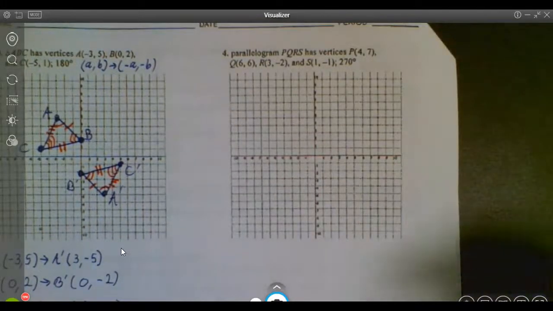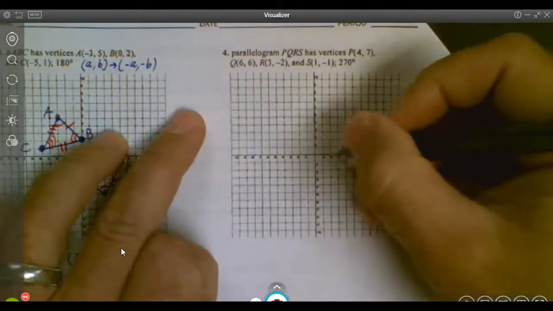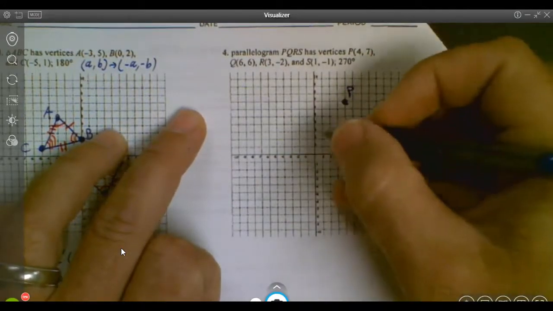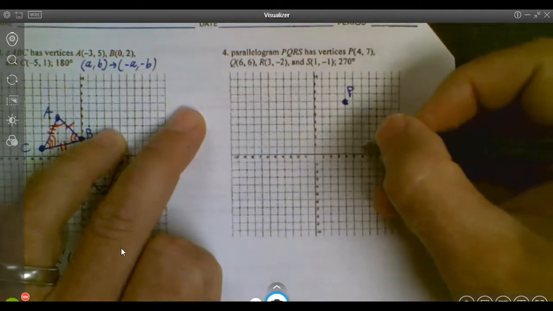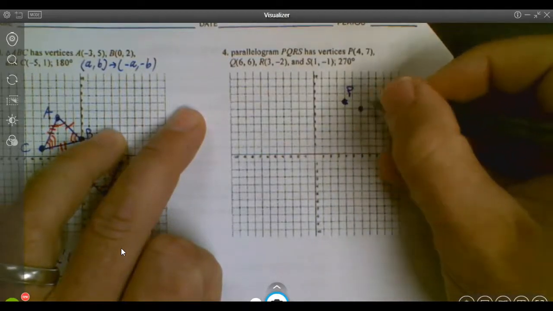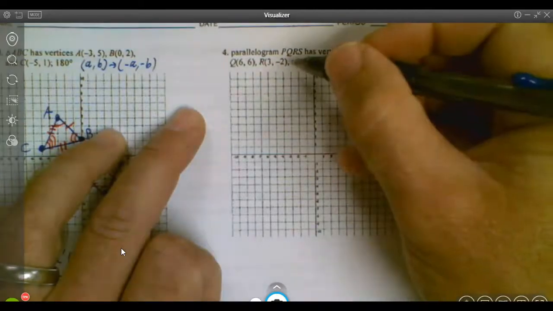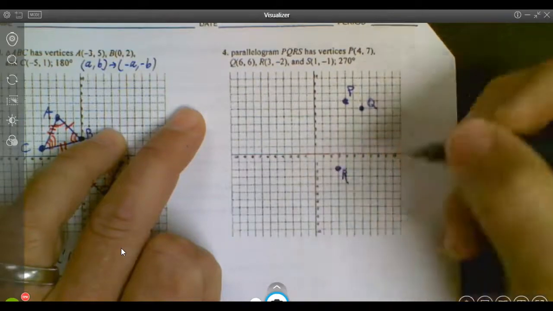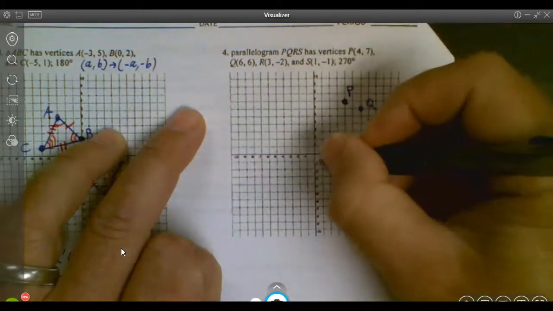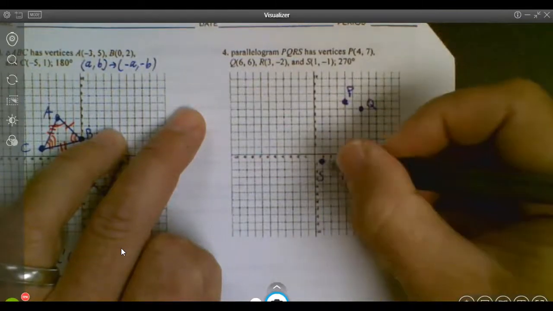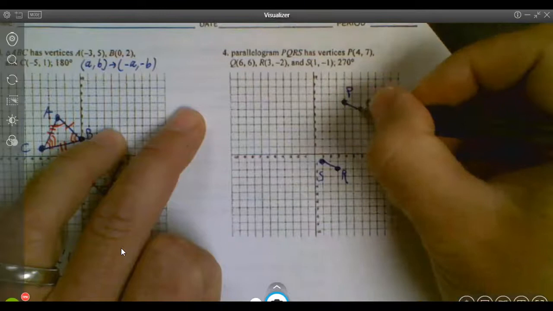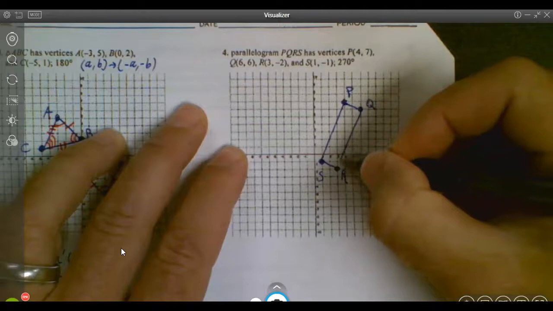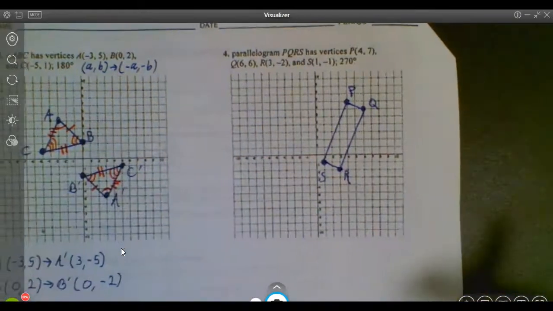Again, let's just plot points. So point P is at 4,7. Q is at 6,6. R is at 3, -2. And S is at 1, -1. So here is our four-sided shape. So we're going to rotate that figure 270 degrees.